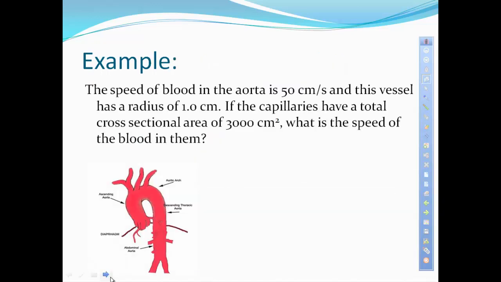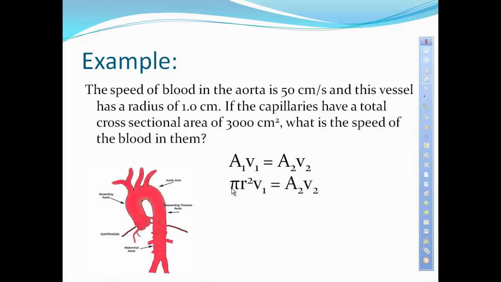All right, so here's an example of that concept using blood in the body. The speed of the blood in the aorta is 50 centimeters a second, and the radius is 1. If the capillaries have a total cross-sectional area of 3,000, what is the speed of the blood in the capillaries? So you can kind of look at, of course, your body as one just big pipe for blood. So the area of the first region times the speed in that first region equals the area in the second region times the speed in the second region.